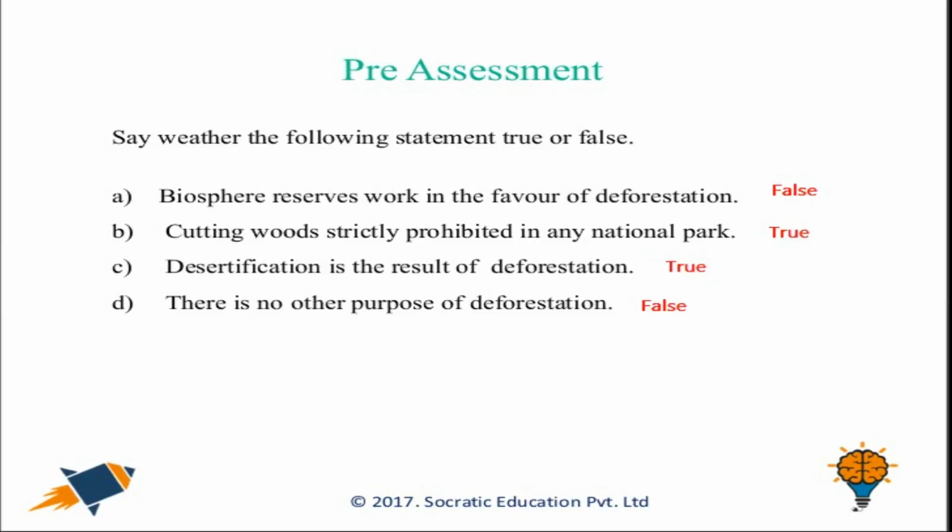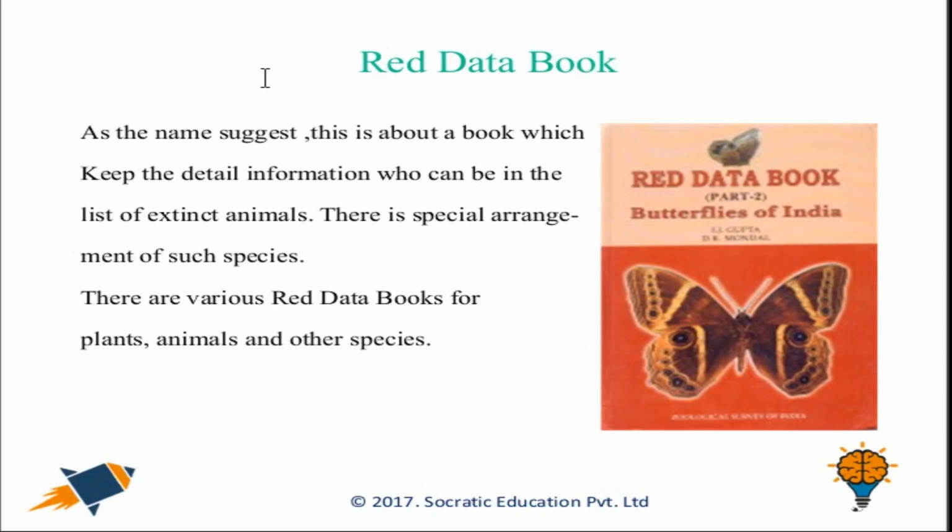Moving on, have a look at our first topic of this lesson, which is about the red data book. As you can see in the picture on the right hand side of the slide, we have a little discussion on the red data book here. As the name suggests, this is a book about detailed information of extinct animals. Extinct animals are the animals that are very few in number and almost at the end. There are various red data books for plants, animals and other species.